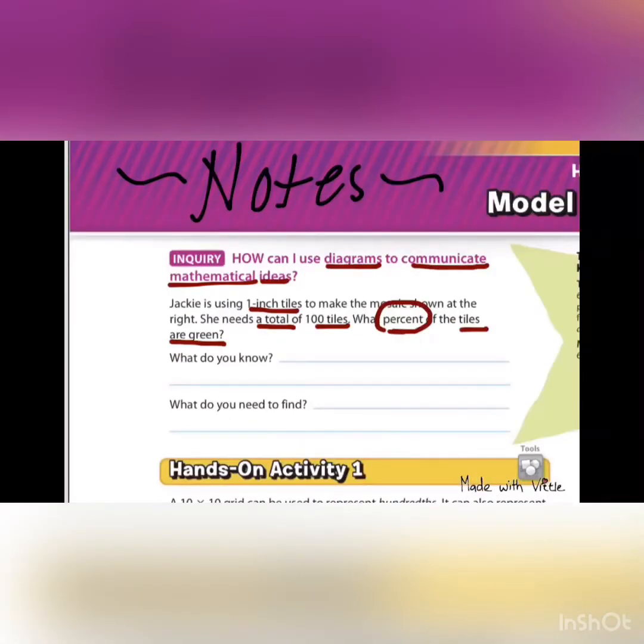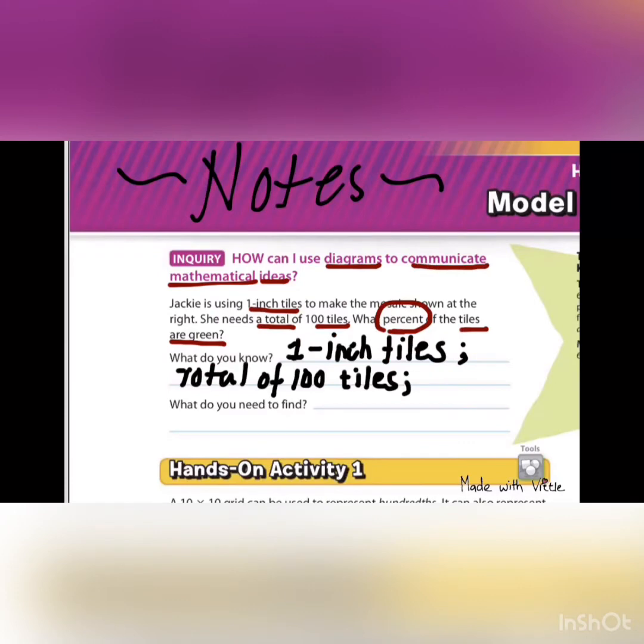Now what we need to do next is make a list of the things that we know about the problem. Based on the problem, Jackie will use 1-inch tiles and she will need a total of 100 tiles. Now you have to ask yourself, what do we need to find? So we refer back to the question. I circled the keyword percent. And which percent of the tiles do we need? Percent of the tiles that are green.